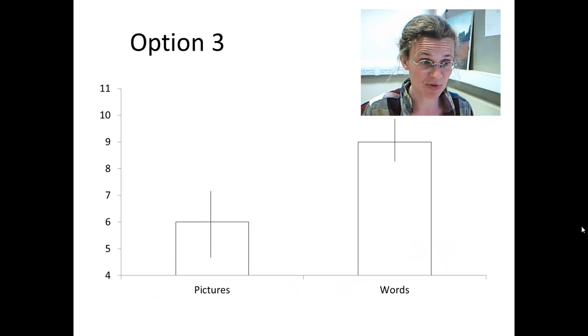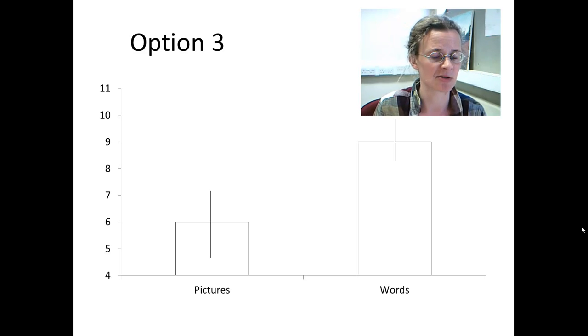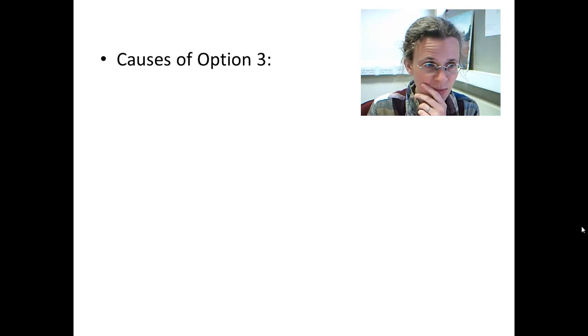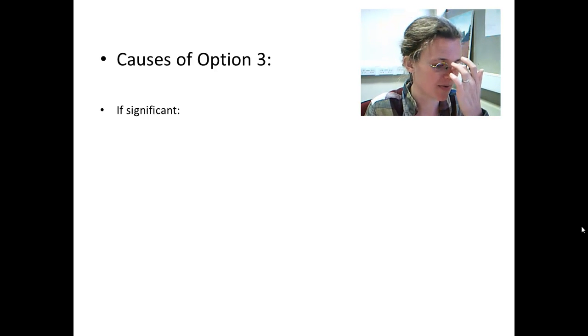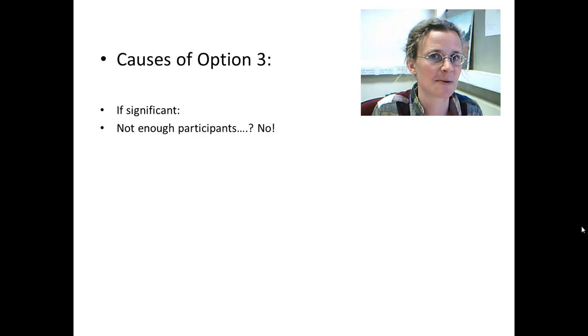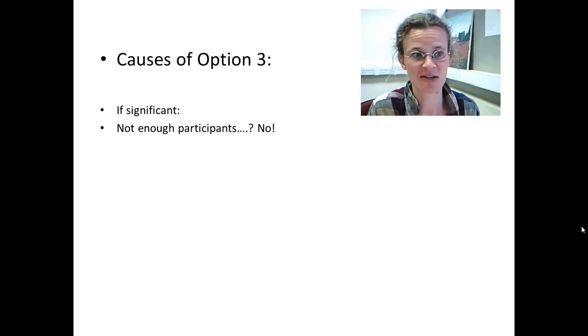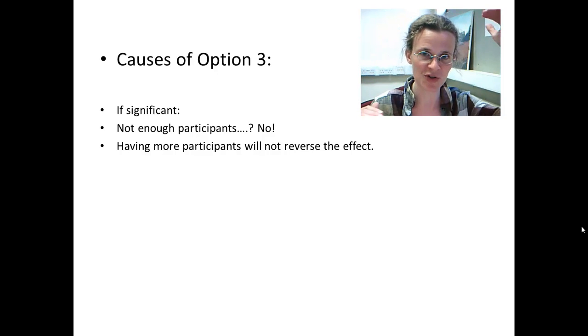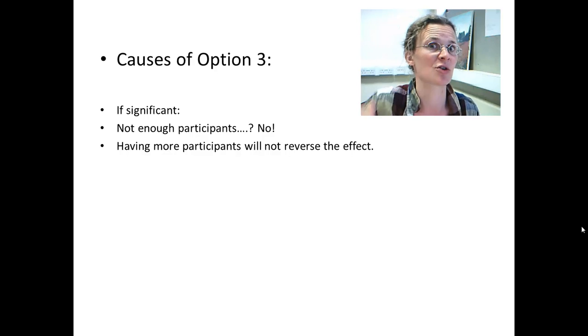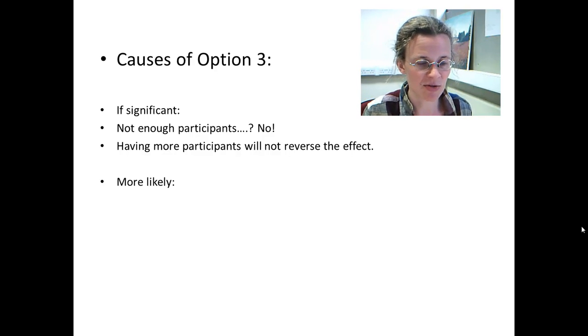Option 3, which happened in some cases, is that words were recalled better than pictures. How do we explain that? Well, in some of those cases it actually was a significant effect. So words were significantly better recalled than pictures. So if that's the case, can you then still say that the problem is not having enough participants? No, because having more participants would not make it go like that. It would probably make it worse. So there must be something else.